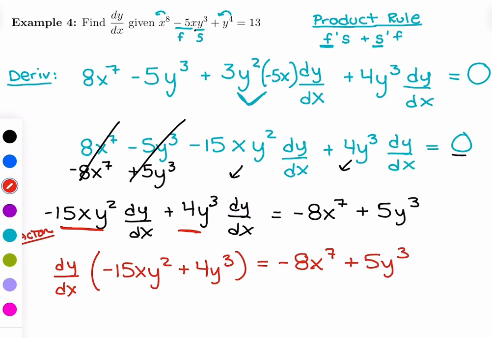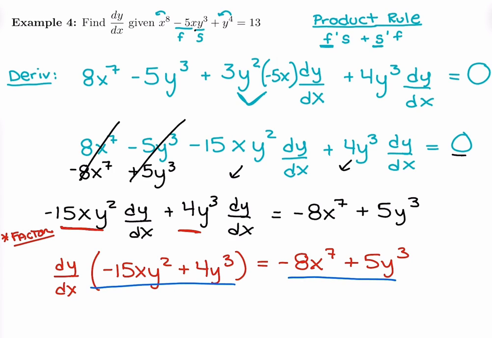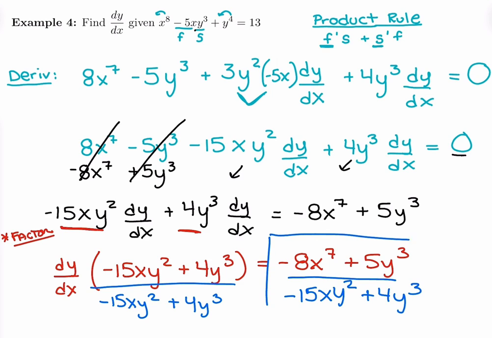And my last step to get dy/dx by itself: it's multiplied with this coefficient. I want to get rid of multiplication, which I can do with division. So I have to divide by negative 15xy squared plus 4y cubed. And there is my final answer for what dy/dx is by itself: negative 8x to the 7th plus 5y cubed, over negative 15xy squared plus 4y cubed.